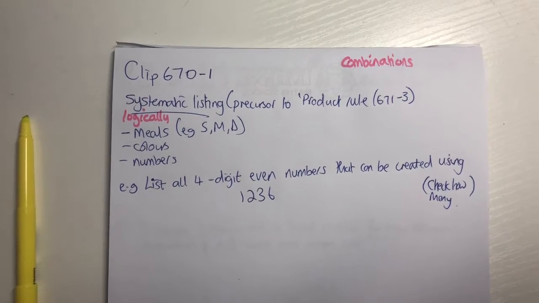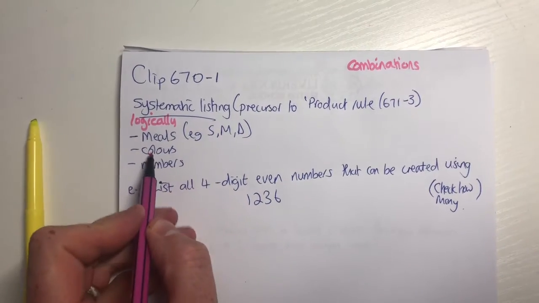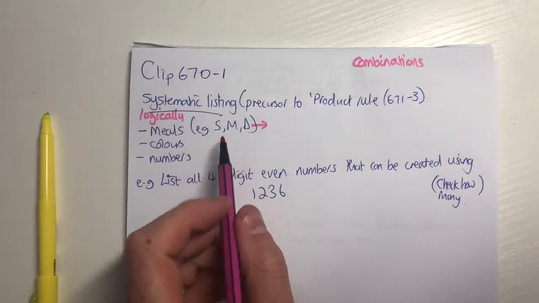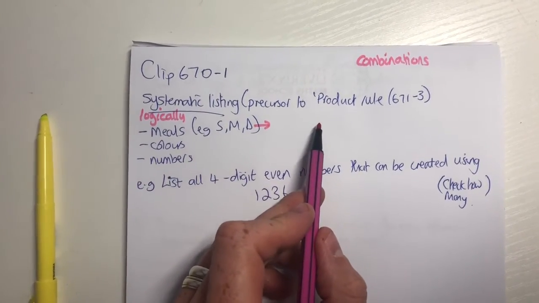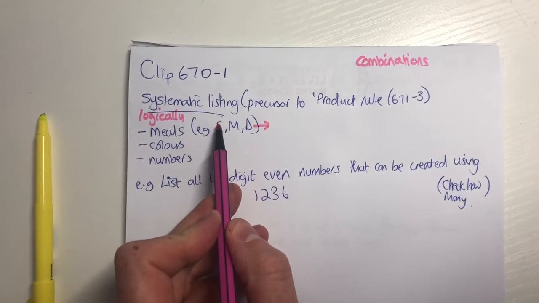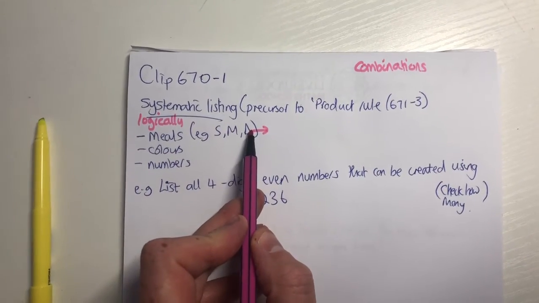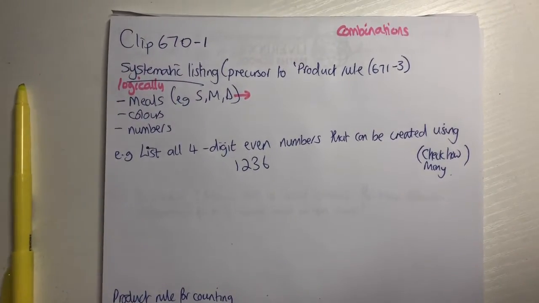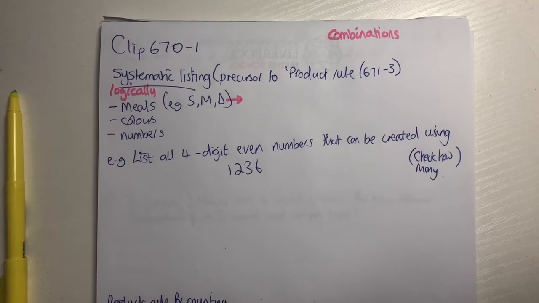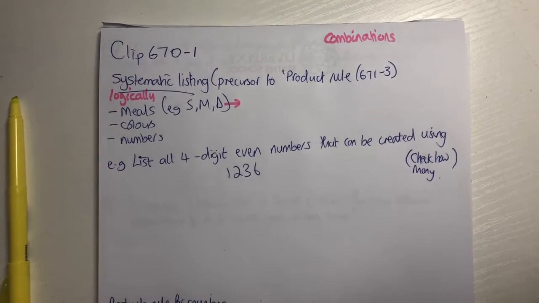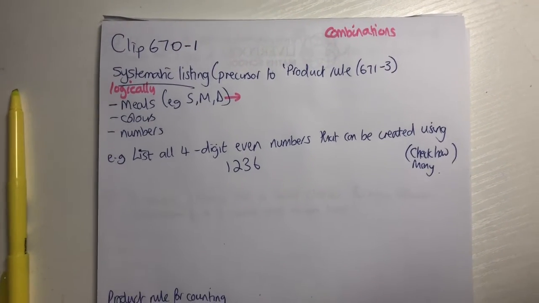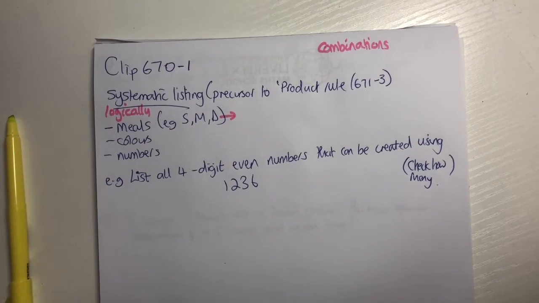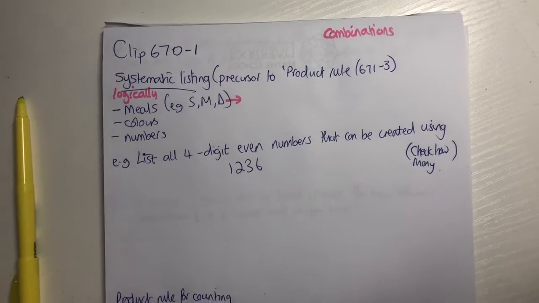So it could be numbers, different meals, or colours. For example, if you've got starter, mains and desserts, how many different combinations of meals could you have from, say, 5 starters, 2 mains and 2 desserts? So that's what we're going to look at. The first one, clip 670 on systematic listing, is about listing the numbers. And then when we go on to 671, that's using a method at GCSE that you would use rather than just writing all the combinations out.